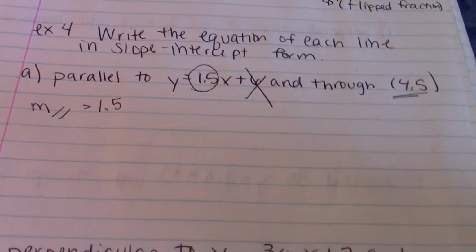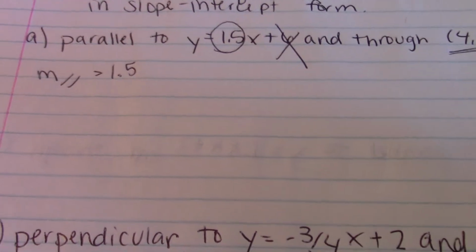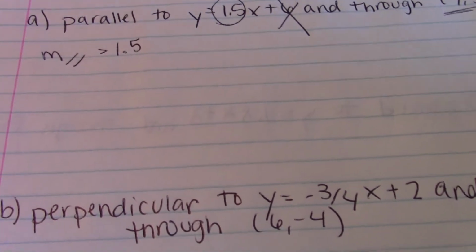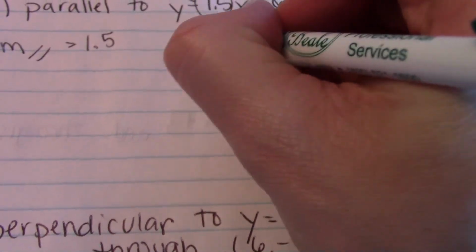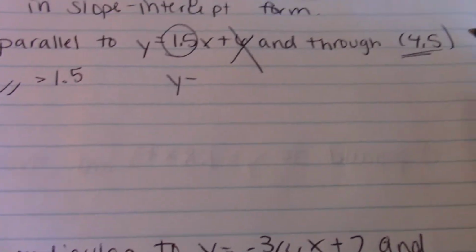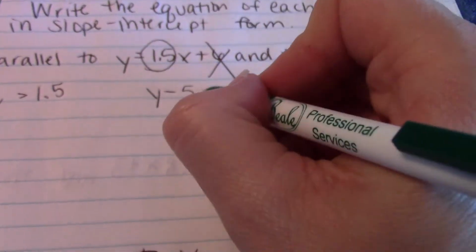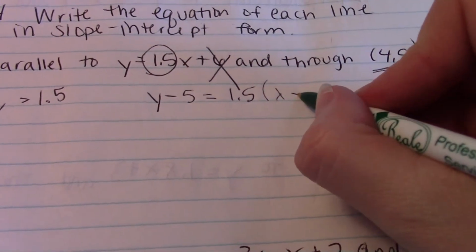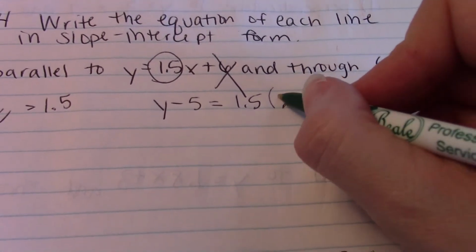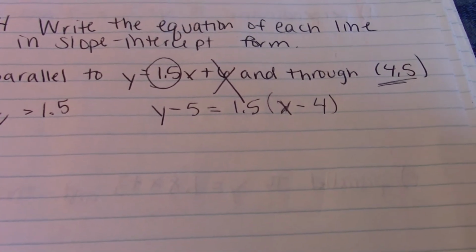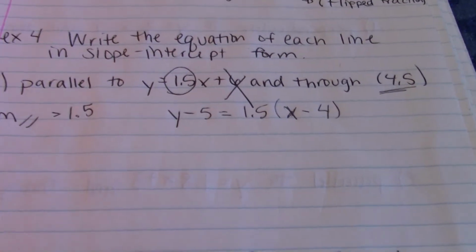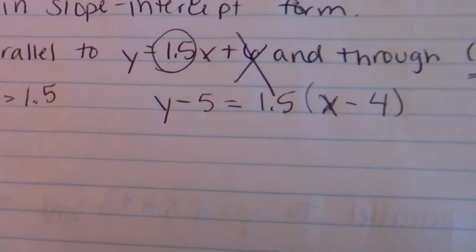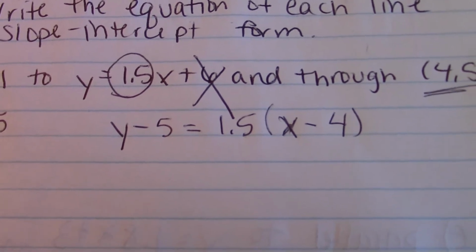So just like what we did on our last one, we have to put it in either point slope form or slope intercept and solve for y. So we have y minus y1, which was our 5, equals m, 1.5, parentheses x minus x1, which is 4. Okay, now we have to simplify this, and to do that we need to distribute in that 1.5.